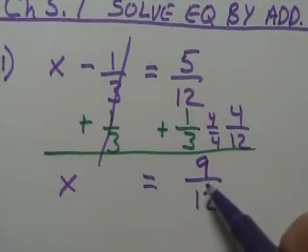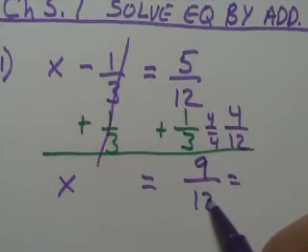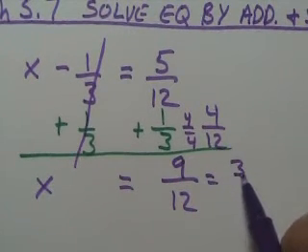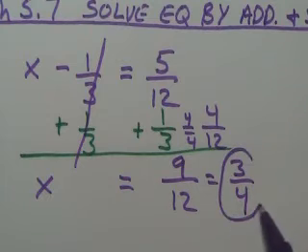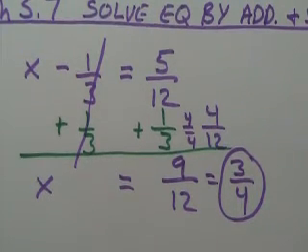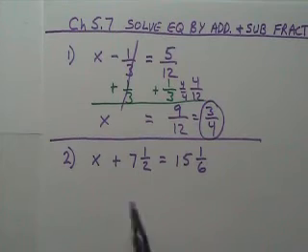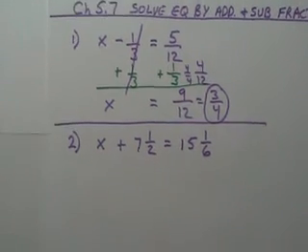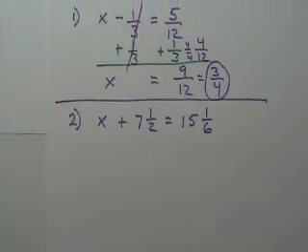But you know what? That can be reduced. 9/12. 3 will go into both of these. And that is our answer. I'm just going to separate mine with a line. Here's number 2.